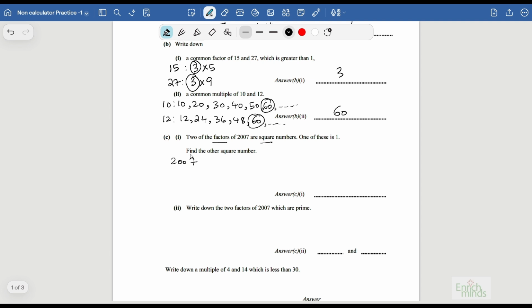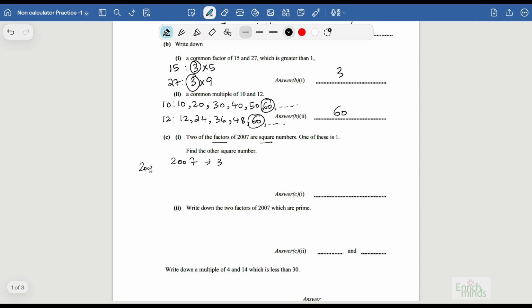If we try to figure out the factors of 2007, well, 2 is not a factor. What about 3? To check if this number is divisible by 3, we need to add all the digits. 2 plus 7 is 9. 9 is divisible by 3. So yes, 3 is one possible factor of 2007, but 3 is not a square number. But from 3 we can assume maybe 9 could be a factor of 2007.